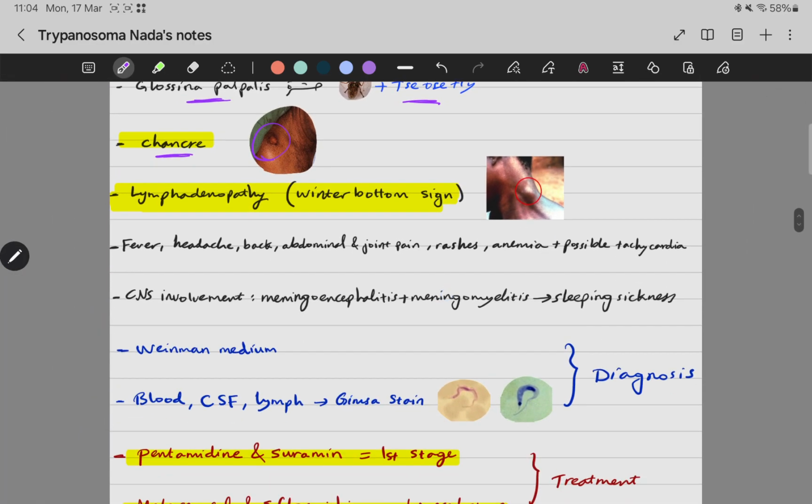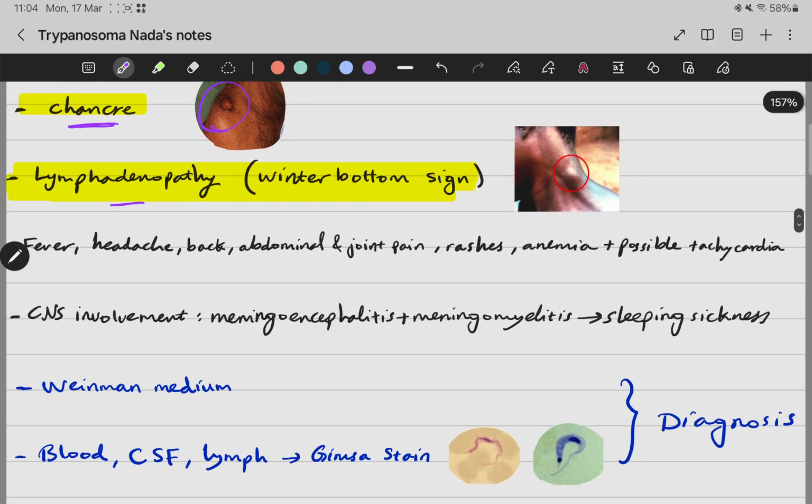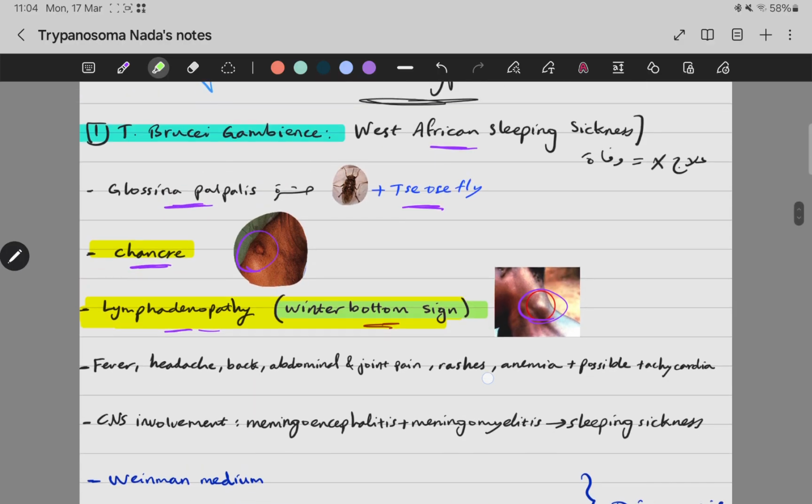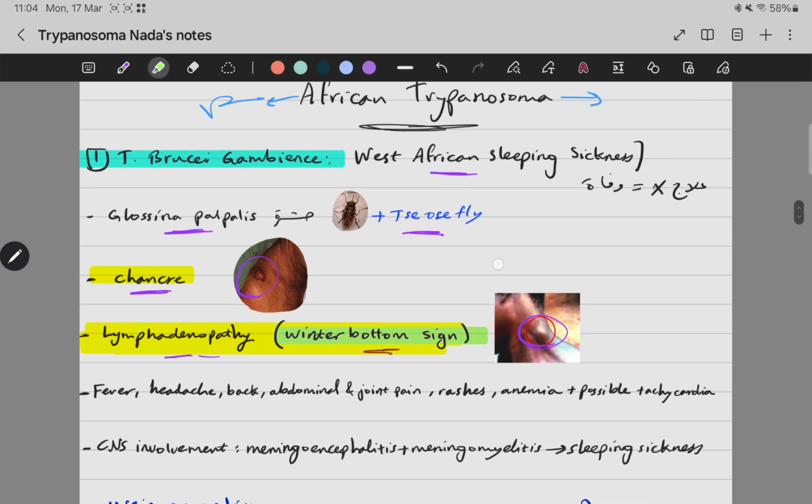Also, we have lymphadenopathy, which is the enlargement of the lymph nodes, known as Winterbottom sign. Winterbottom sign is the enlargement of lymph nodes in the neck or the upper back region. This is called lymphadenopathy, and the specific name for it is Winterbottom sign, specific to Trypanosoma brucei gambiense.